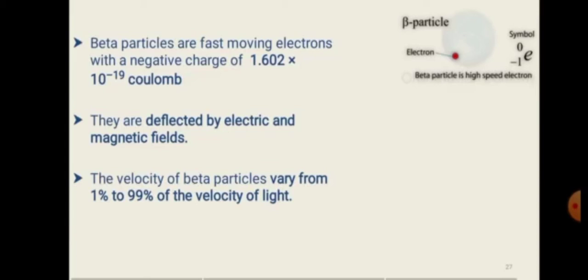Their deflection is much larger than the deflection of alpha particles. This shows that beta particles are much lighter than alpha particles. The next is about the velocity. The velocity of beta particles varies from 1% to 99% of the velocity of light. There is enough variation in the velocities of beta particles emitted by the same radioactive substance. This is why enough dispersion is found in these particles in electric and magnetic fields.